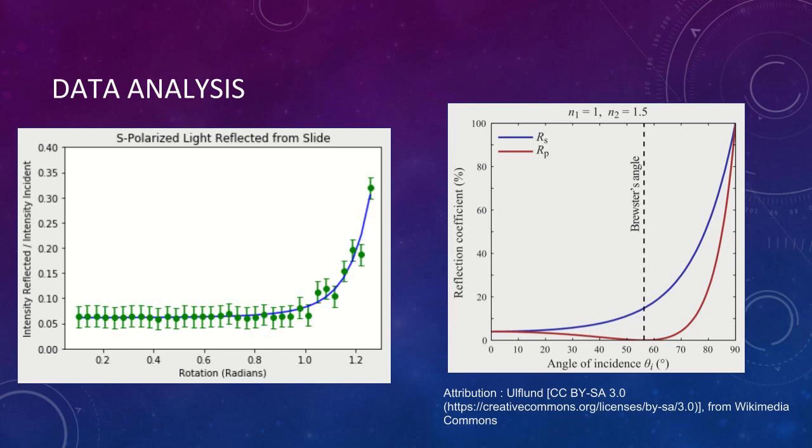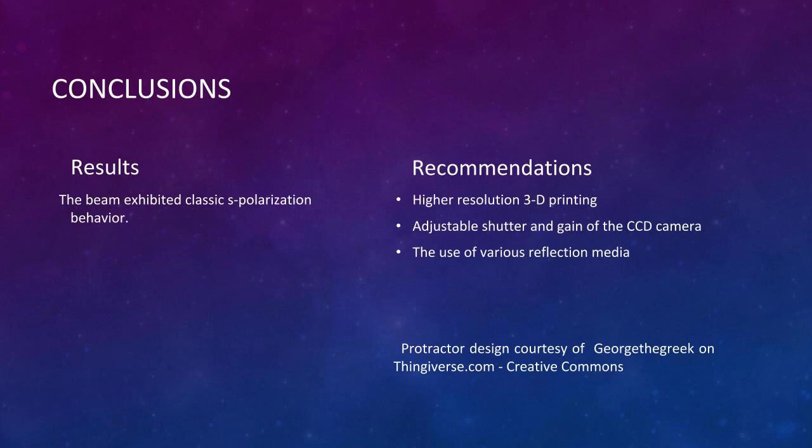The chi-squared value for our graph was 0.302, making it a very good representation of the mathematical law. While the beam exhibited classic S polarization behavior, the result could have been improved by the use of a high-resolution 3D printer, an adjustable shutter and gain of the CCD camera, and perhaps the use of several different reflective media to test it out over a variety of optical surfaces.